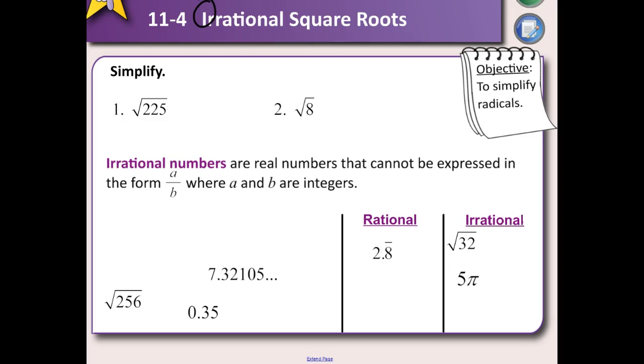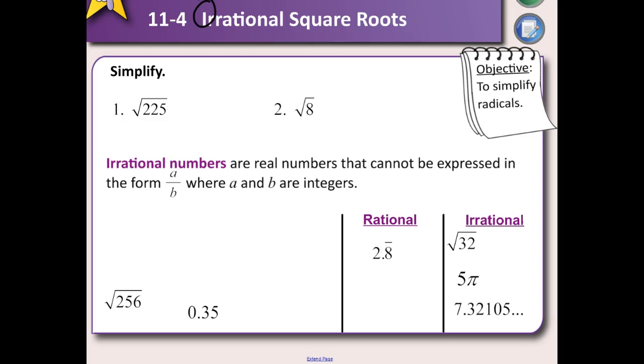Let's look at this next number. We've got 7.32105 and so on. What do you think that means? Yep, it goes on and on forever and ever, amen. If you notice, it doesn't terminate, and there's no repeating pattern. Because of that, going on forever and ever, it's irrational.